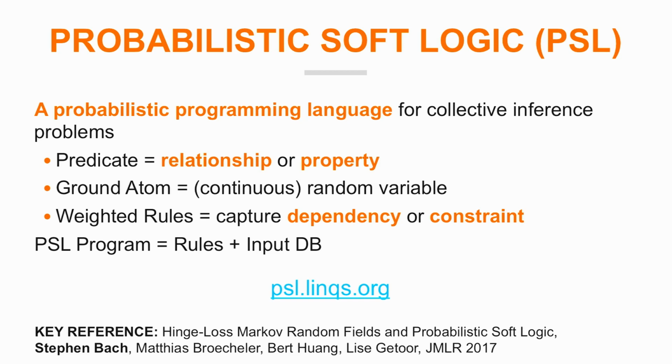It really is that you have a collection of rules, you have some input data, and that's going to define a program. I'm going to tell you what the semantics of the program are. It gives you some probabilistic semantics. But if you want the gory details, go to this JMLR paper. And if you want the code, it's open source. There are tutorials, data sets, all those available at this link.